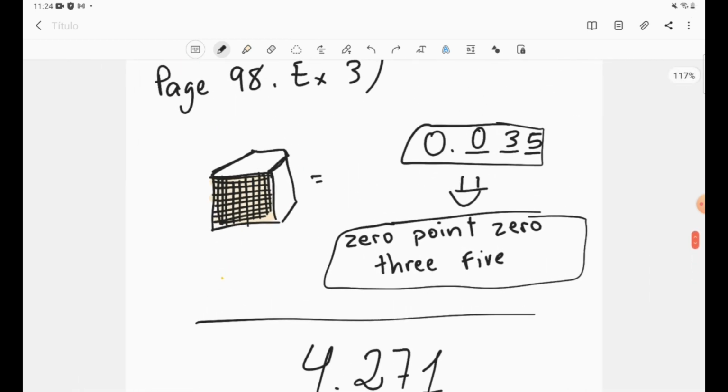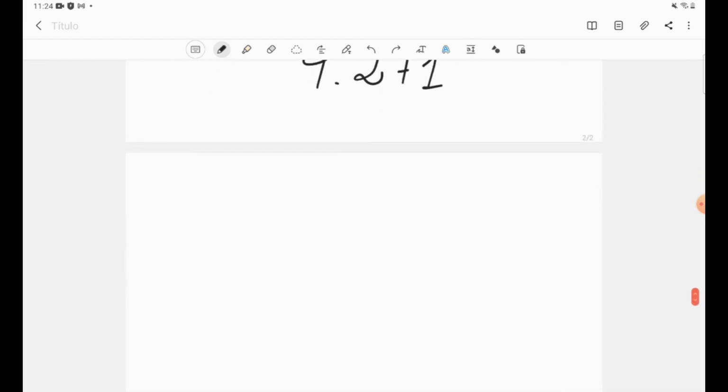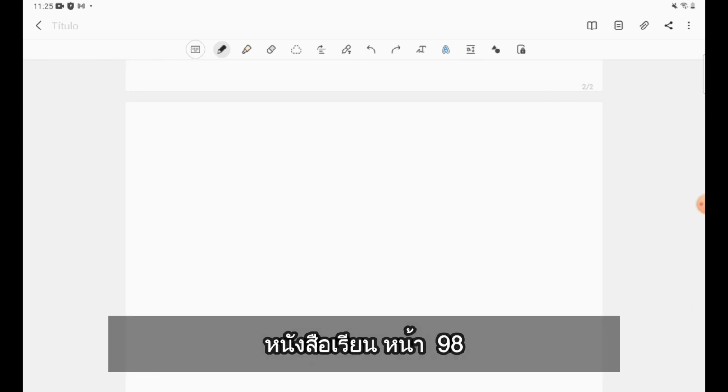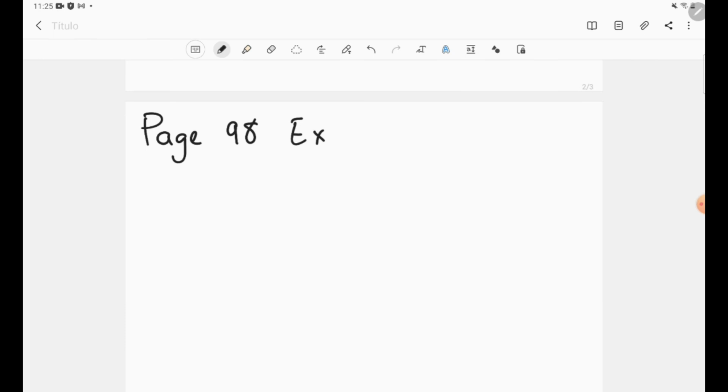Good, perfect. So now you can finish page number 98, exercise number 2. Okay, and I want to do more examples with you because maybe it's still difficult for you. So page number 98. Exercises, let's say for example 2, 3, the most difficult.